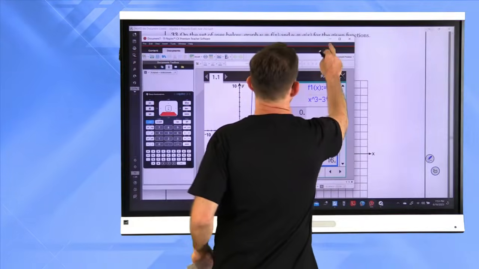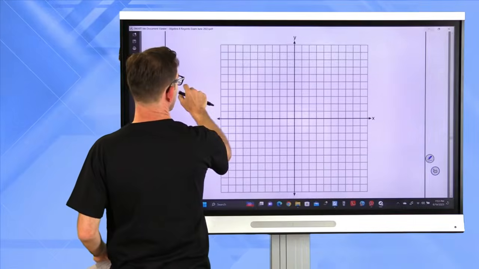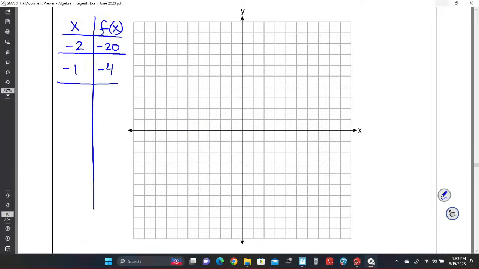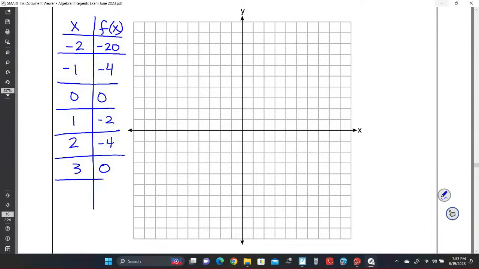But let me just collapse out of here, bring this up a little bit, and create that table of values. It's always good to show your table of values. So even though I'm not going to be able to plot the negative 2, negative 20, I'm going to put it down there just so that we have it for reference. Negative 1 comma negative 4, 0 comma 0, 1 comma negative 2, 2 comma negative 4, 3 comma 0, and again, even though I won't be able to plot it, 4 comma 16.